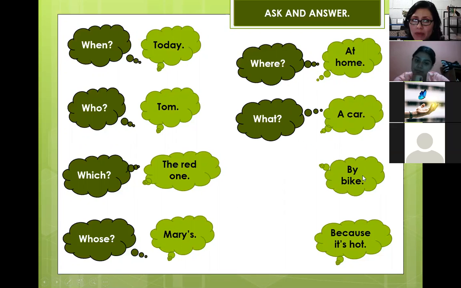Y la siguiente es en bicicleta. Por ejemplo, si alguien me pregunta a mí, teacher, how do you get to the supermarket? ¿Cómo va al supermercado? Yo le diría, by bike. Ya le di la respuesta. ¿Cuál sería?